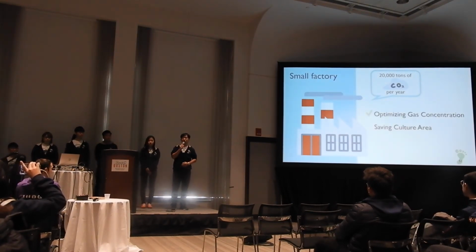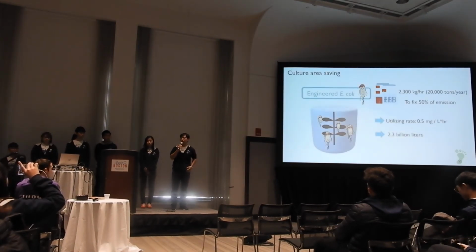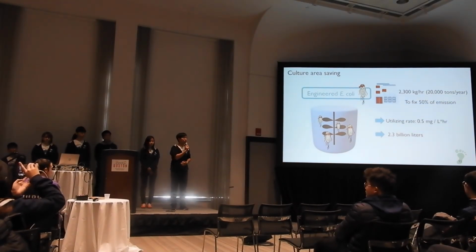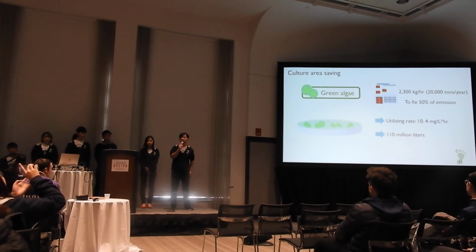Well, considering the carbon fixation rate of our E. coli is 0.5 milligram per liter per hour, and the emission rate of the factory after calculation is about 2,300 kilogram per hour, to utilize 50% of this emission, we need 2.3 billion liters of our E. coli. Compared to a green energy system, which has a fixation rate of 10.4 milligram per liter per hour and requires 110 million liters to fix the same amount of carbon dioxide.